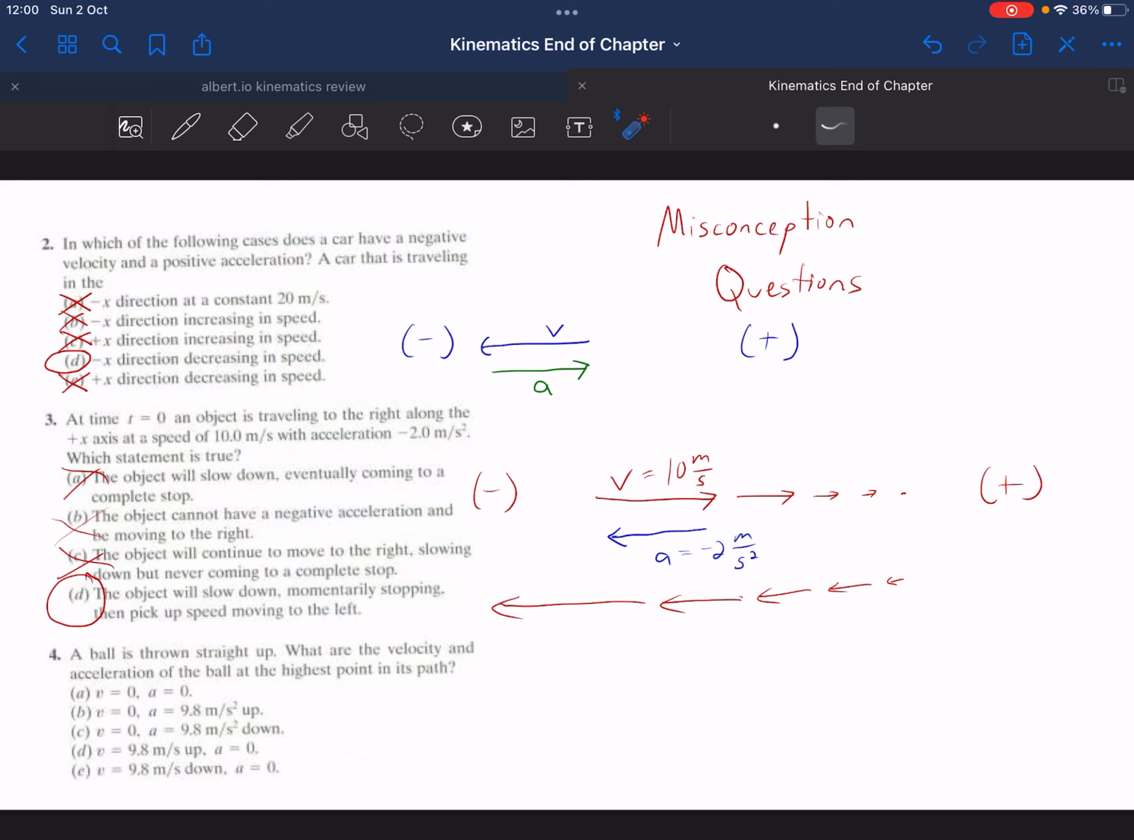Okay, number 4, a ball is thrown straight up. What are the velocity and acceleration of the ball at the highest point in its path? So again, I'm going to draw a vector diagram here.